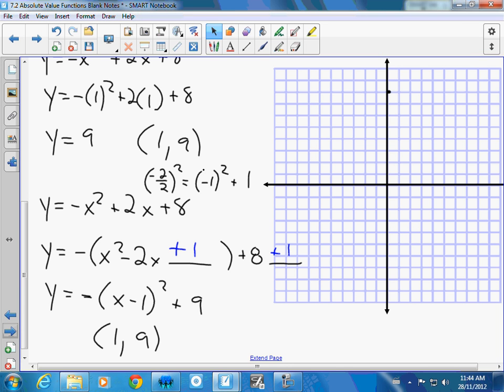1, 9. Oh, I remember this now. What number do you plug in to make it 0? 1. It was necessary because you have to remember how to do it.